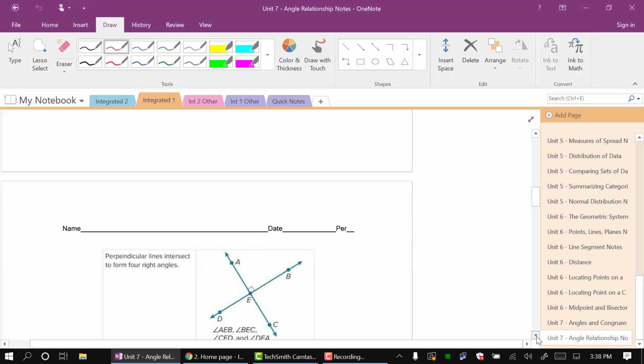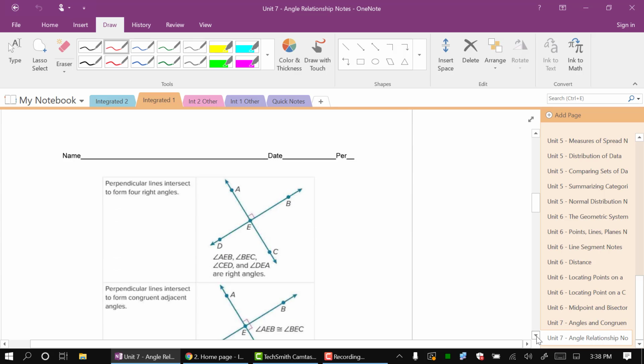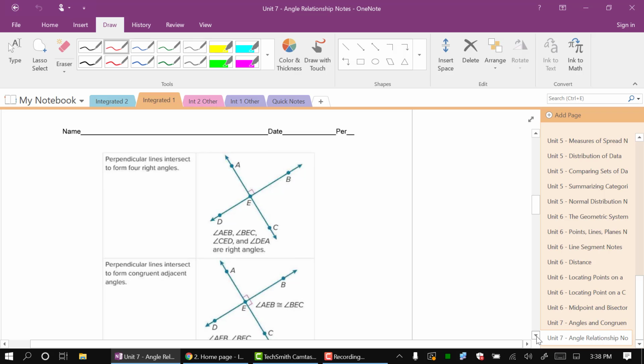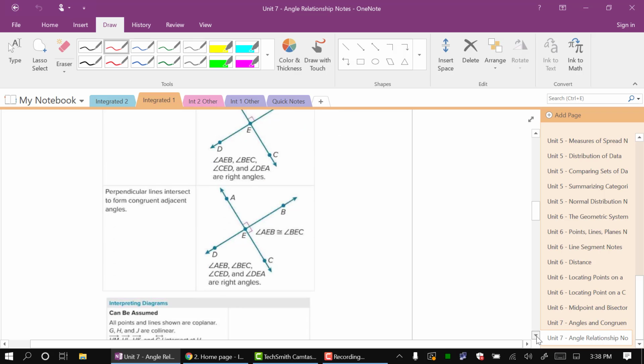Our next idea that we're going to look at is perpendicular lines intersect to form right angles. So when we have two lines making a perpendicular intersection, then we have right angles that are created from there.